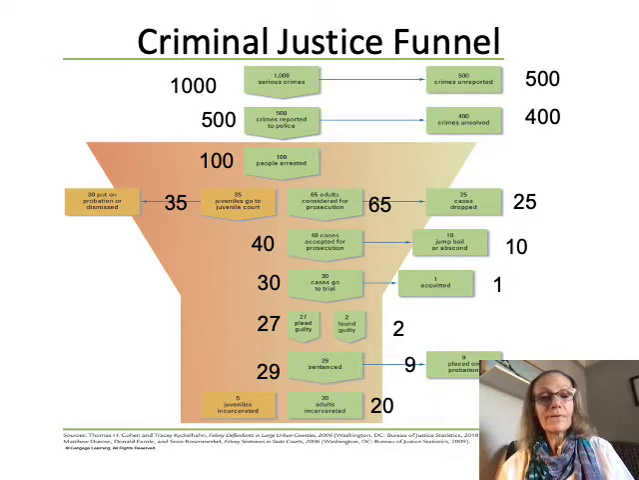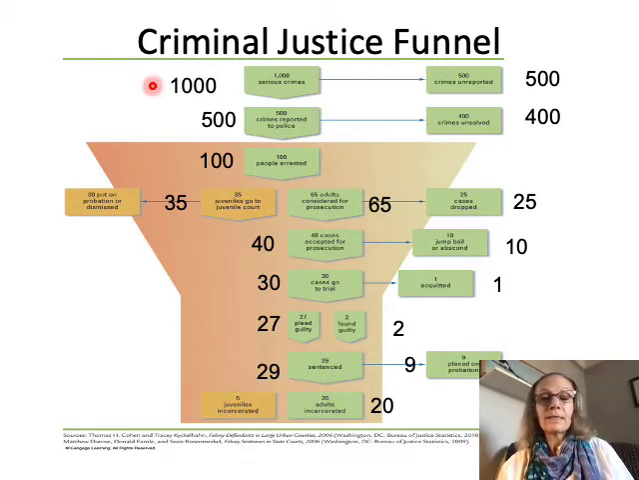Okay, so this is a visual representation of the criminal justice funnel. And this is based on the work of Thomas Cohen and Tracey Kyckelhahn. They wrote a paper called Felony Defendants in Large Urban Counties. Basically they looked at Bureau of Justice Statistics, and they asked themselves, of 1,000 cases of serious crimes that are committed, what happens to them in the United States criminal justice system?